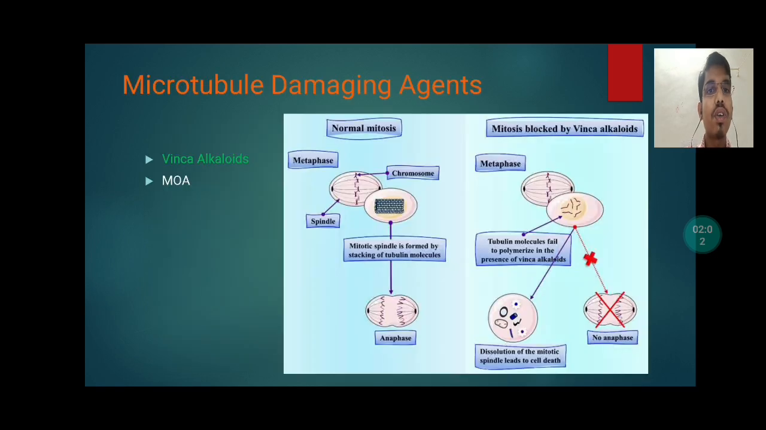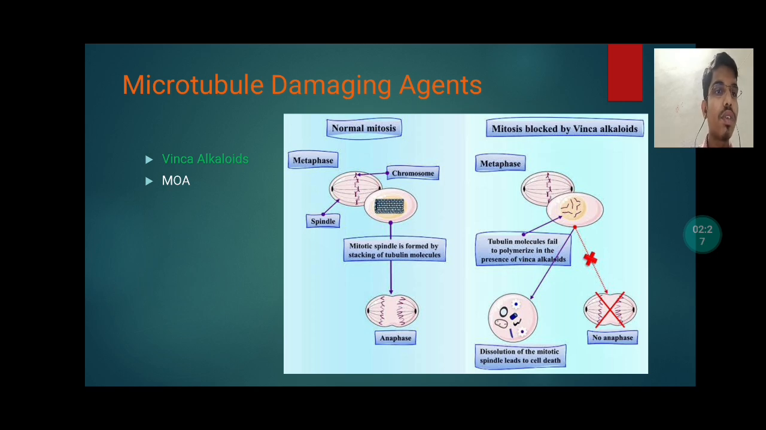These are the vinca alkaloids. What is the basic mechanism of action? I already told you. In the metaphase, the spindle apparatus forms with the help of the microtubule, and this microtubule binds to the kinetochores of the chromosomes. And when these microtubules pull, the chromosomes move to the opposite poles, and two daughter cells are formed.